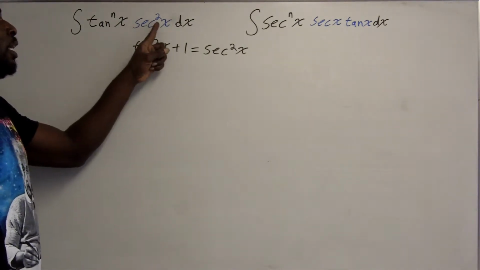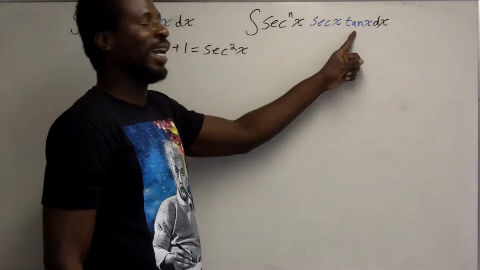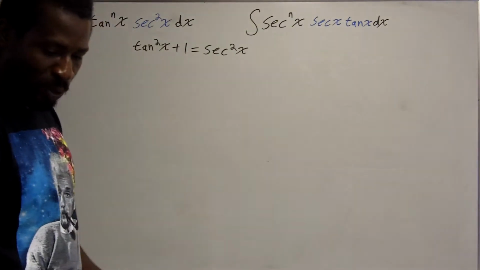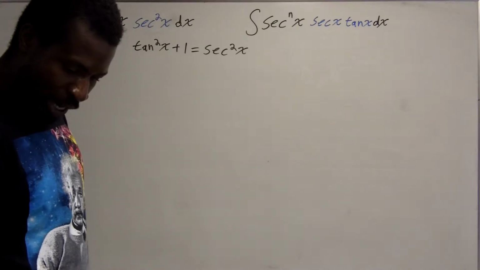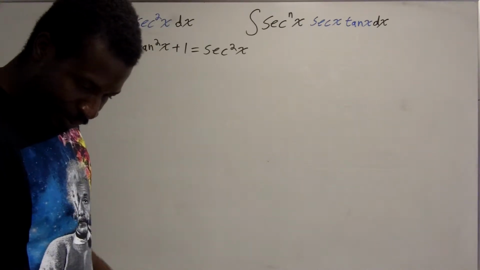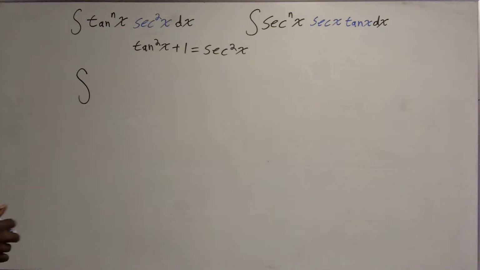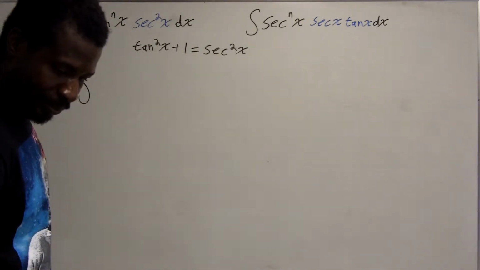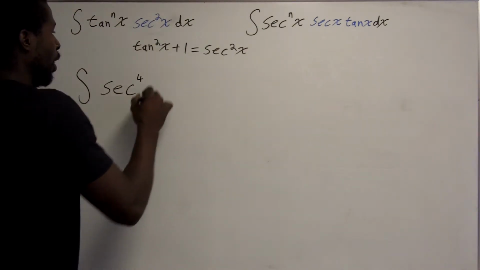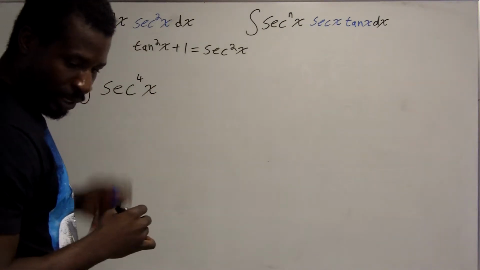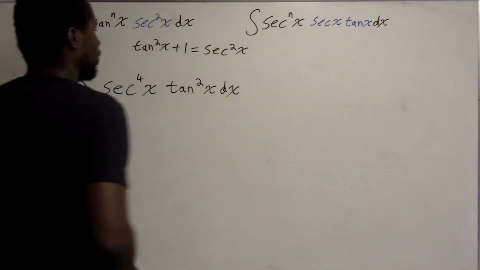So those are the two things we're looking for. We're looking for either even powers of secant, so we can put it in this form, or odd powers of tangent, so we can put it in this form. So if we have one of those two, we can do this. So let's go ahead and try one here. Let's try this one. The integral of, let's say, the secant to the fourth x times the tangent squared of x dx.